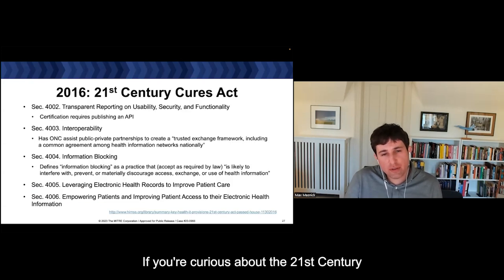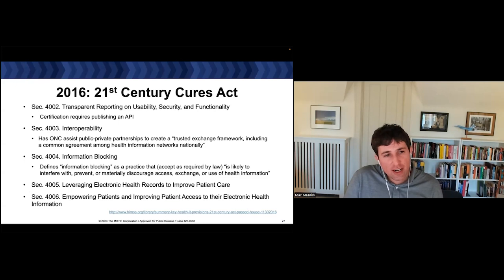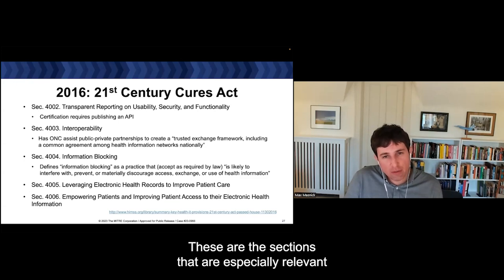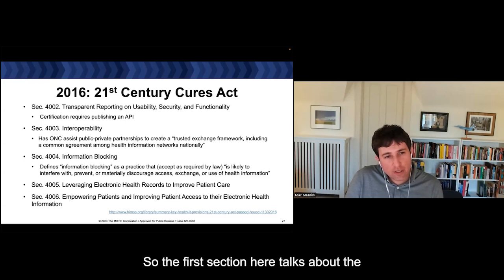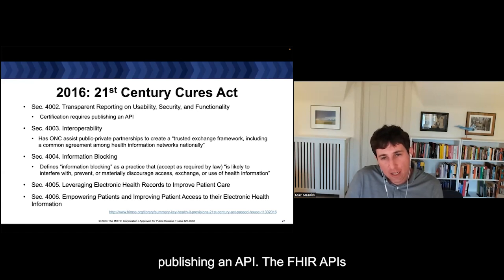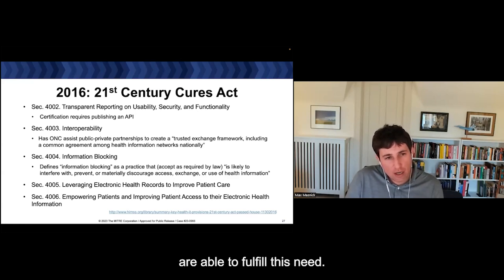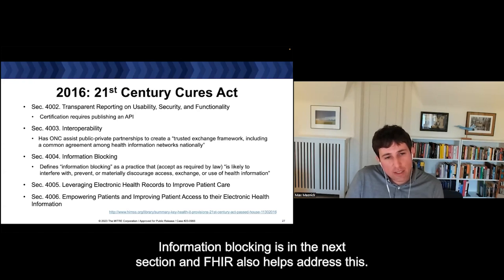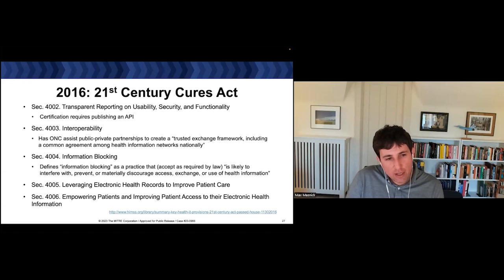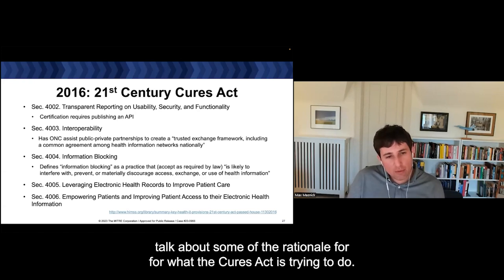If you're curious about the 21st Century Cures Act, there's a lot in here. These are the sections that are especially relevant for FHIR adoption. So the first section here talks about the certification needing to require publishing an API. The FHIR APIs are able to fulfill this need. The next section talks about interoperability and about trusted exchange frameworks, which are also coming online soon. Information blocking is in the next section, and FHIR also helps address this. And then the final 2 sections talk about some of the rationale for what the Cures Act is trying to do.